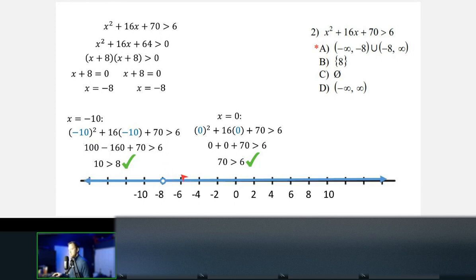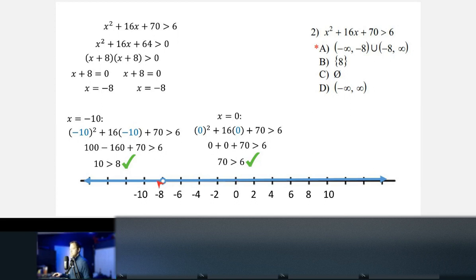Then we have to check to the right. So I could have checked -7, -6, -5, -4. I plugged in 0 because 0 is also an easy number to evaluate. So I plugged in 0, and I also got a true statement. 70 is greater than 6. So, that's true. So that means my arrow goes to the right forever from that hollow point.